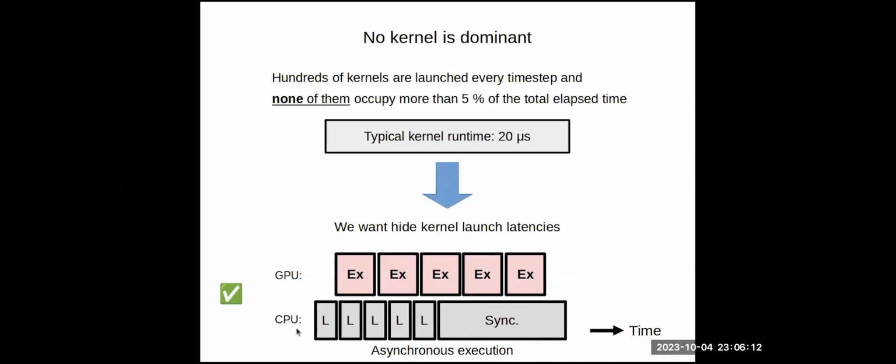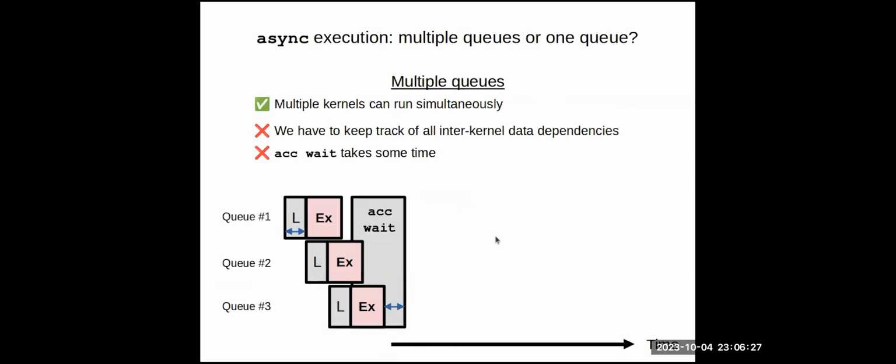So instead, we launch the kernels asynchronously. So we hide the kernel launch latencies. And we have two options for the asynchronous execution. One is to launch kernels async in multiple queues, so we can launch kernels simultaneously and save some time.